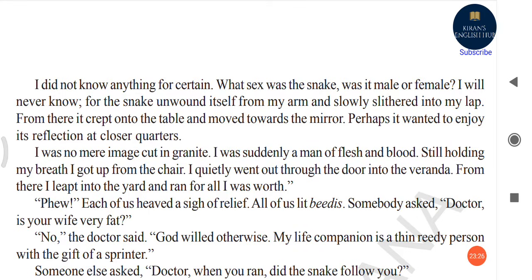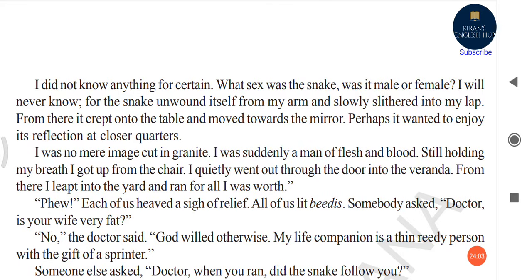So he was asking all these questions, and finally he had nothing to say, and he also doesn't know whether it is male or female. As he was thinking of all these things, the snake unwound, in the sense that it did not wound him, and it just slithered again to his lap. Lap in the sense, on the legs. From there it crept onto the table and moved towards the mirror. Perhaps it wanted to enjoy its reflection at closer quarters.